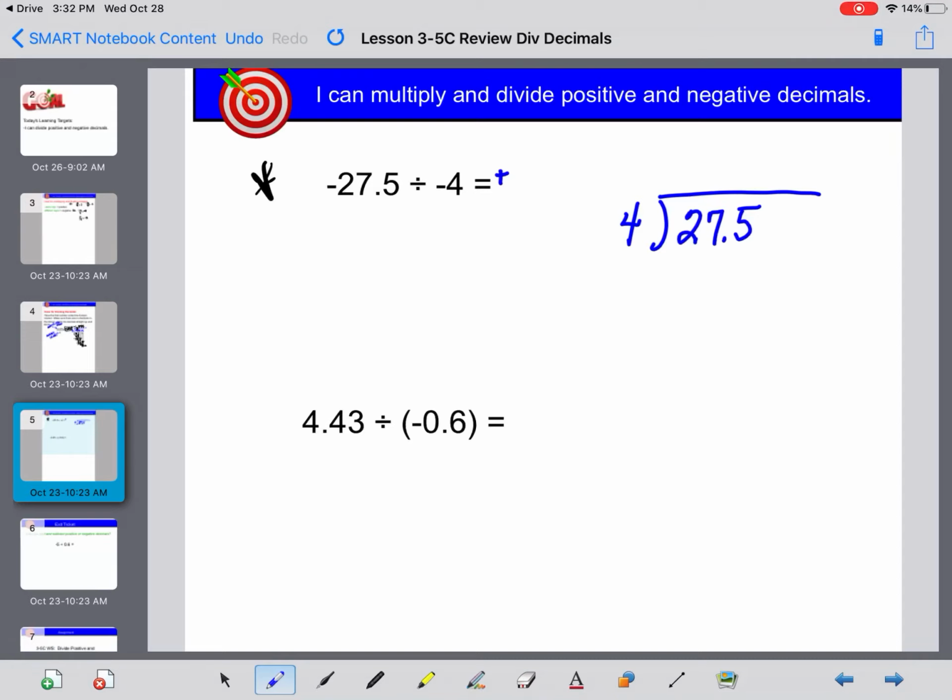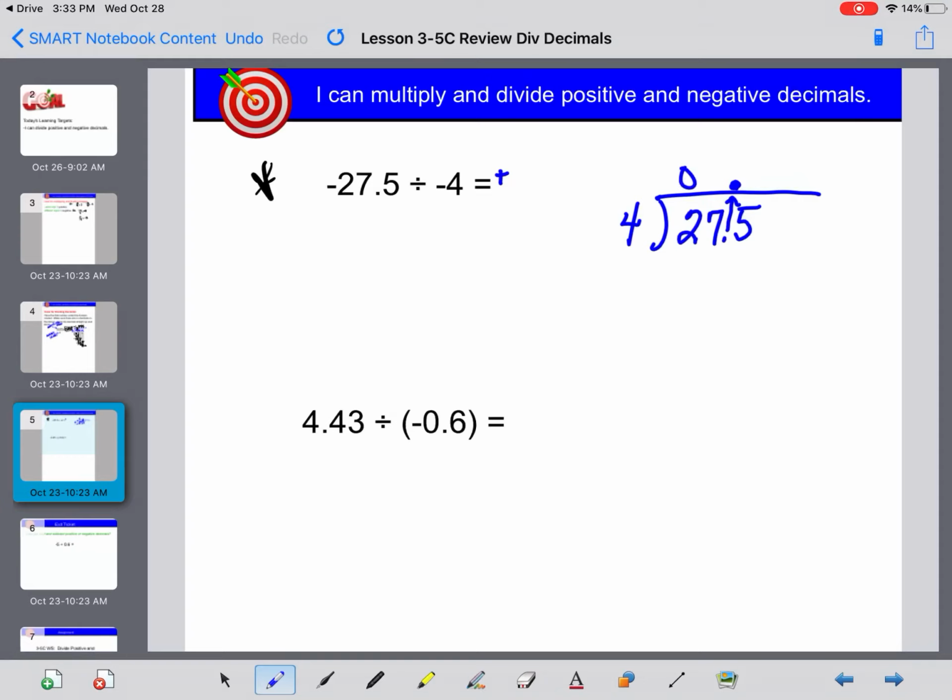All right, first of all, I know that a negative divided by a negative is a positive answer. So I'm going to put that little plus sign there, ready for me for later. Sometimes I get so involved in my division, I forget what I'm doing. I forget about that last step. I also like to place my decimal point right away and then ignore it.